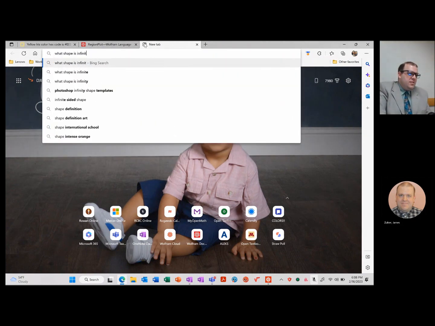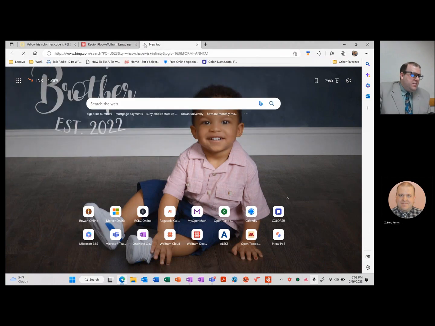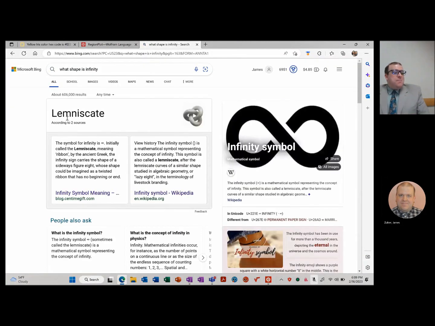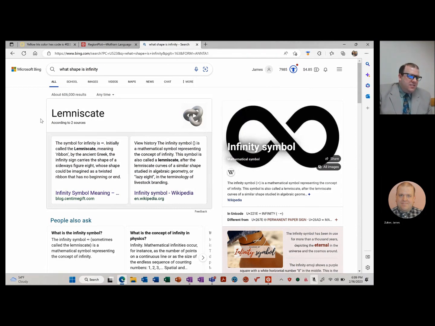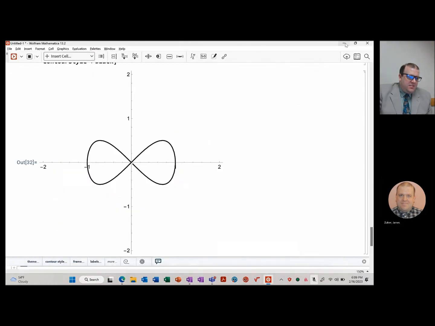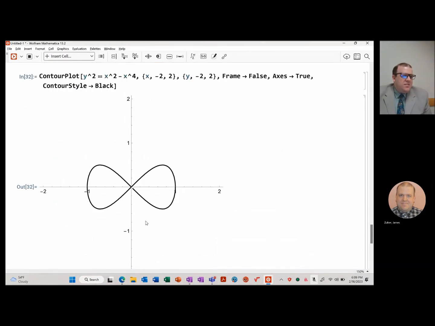The shape is infinity, a lemniscate. And that's the shape that we're dealing with. Right, so that's what this is. We want to find the area that's enclosed by this.